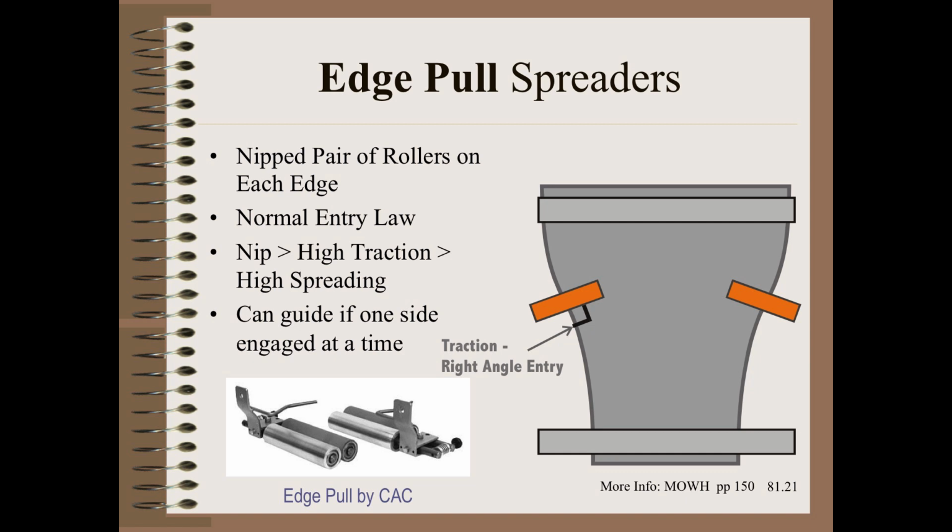Edge pull spreaders operate on the same principle as the bowed roller mode. Again, the normal entry law that is only valid in traction directs the edges of the web outward. The reason that this spreader can be so much more powerful than a bowed roller is because the edge pull rollers are nipped, and the nip provides a lot more traction capacity than a mere wrap angle would. In carpeting, these rollers may literally have teeth that grab into the backing. In the world of friction-limited spreaders, this spreader is close to the top.